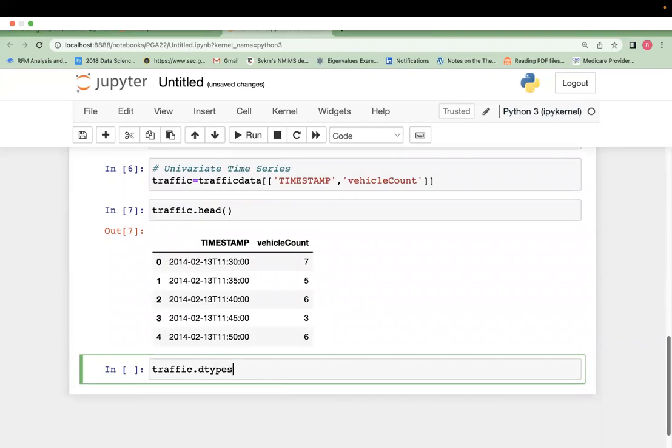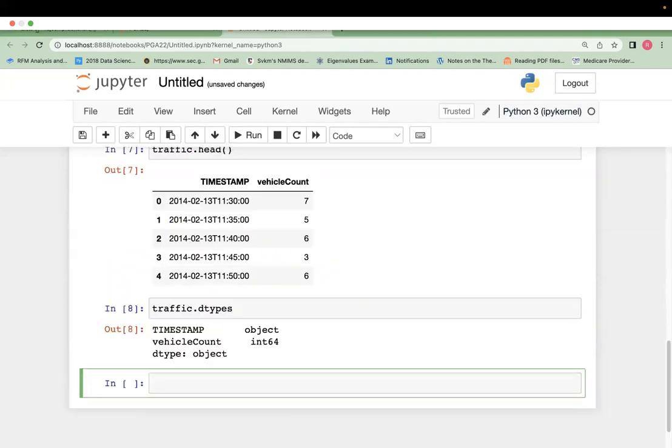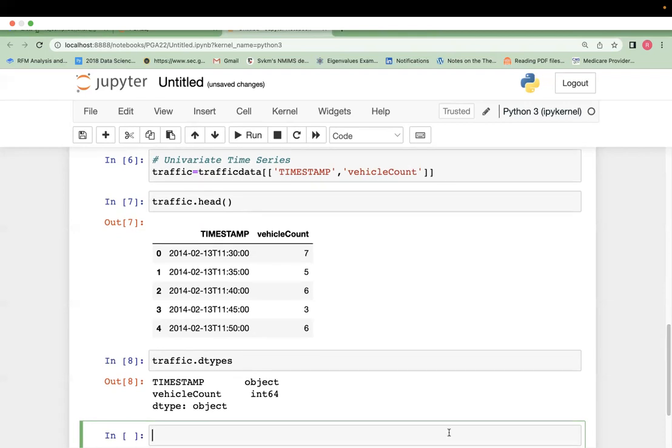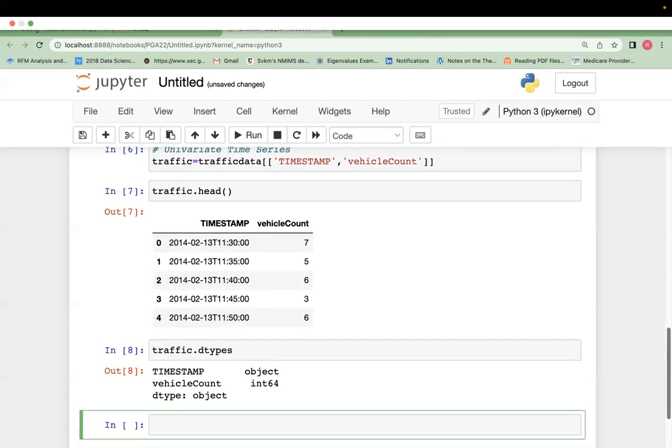Traffic dot dtypes. Now there is a problem here. What is the problem? Timestamp is being shown as object. The format of timestamp is not correct. Most of the time, the timestamp will not be read as datetime format. We have to manually convert it.